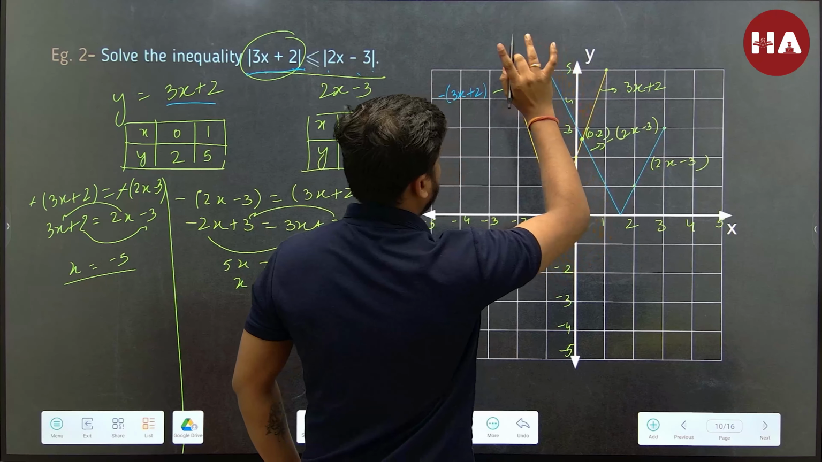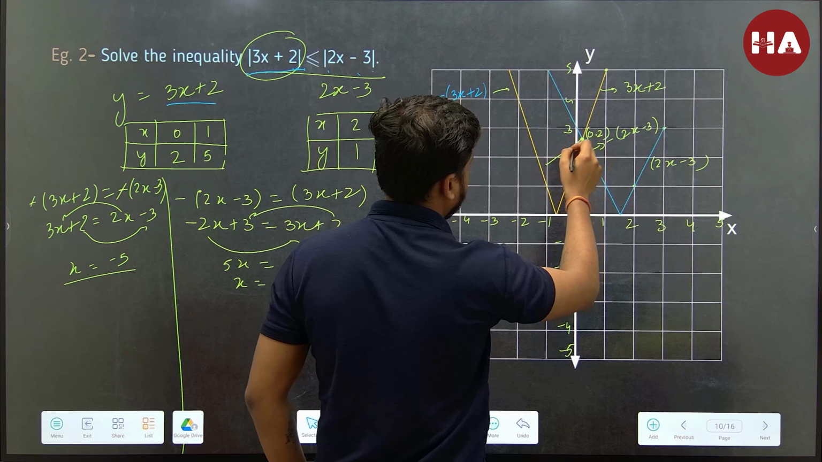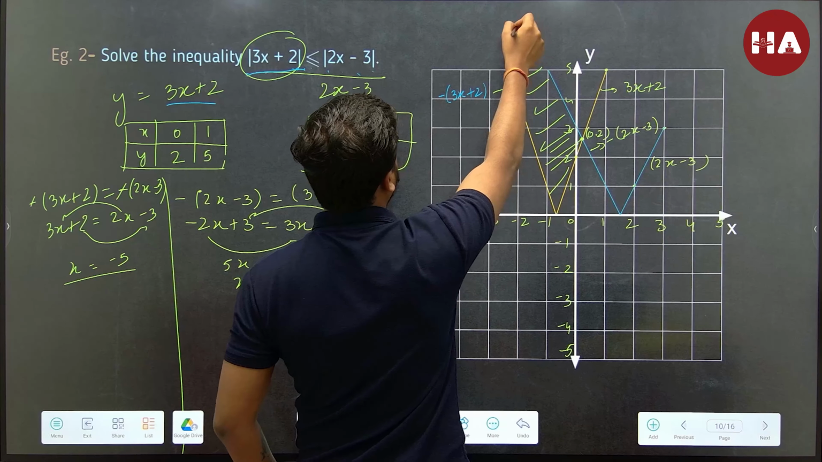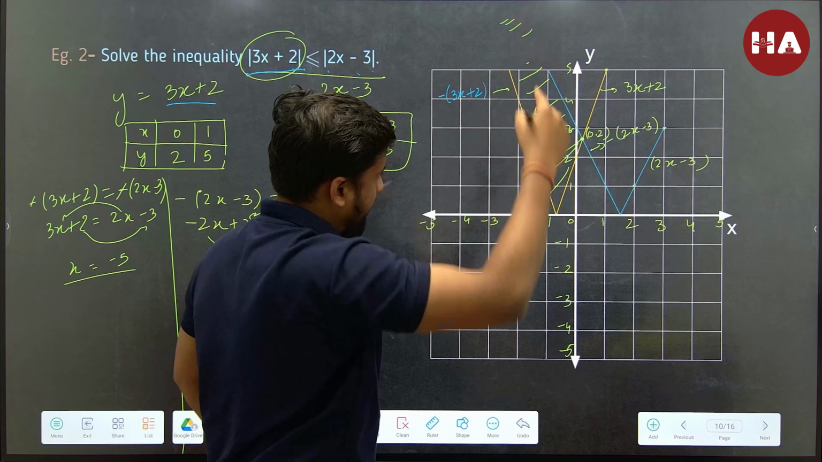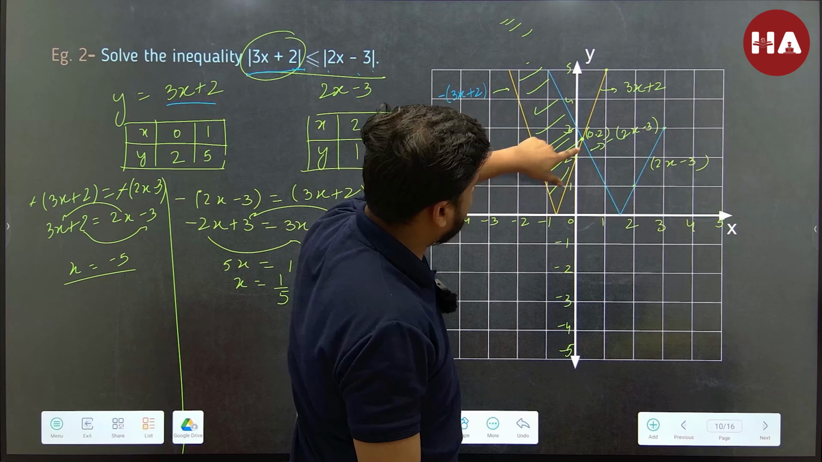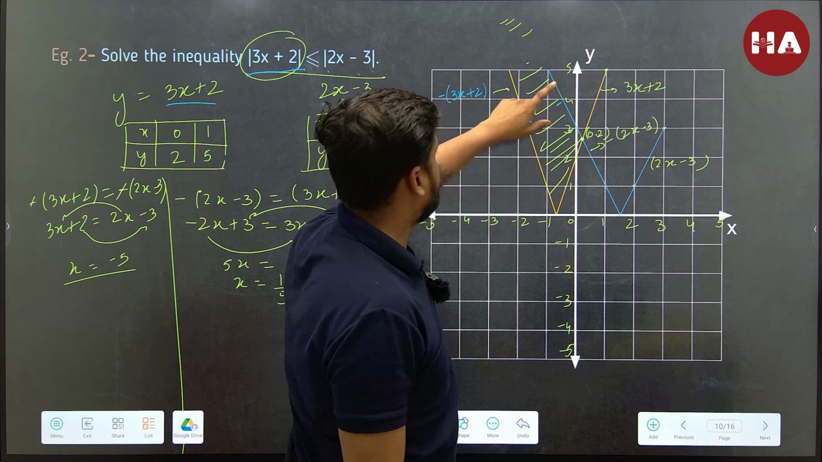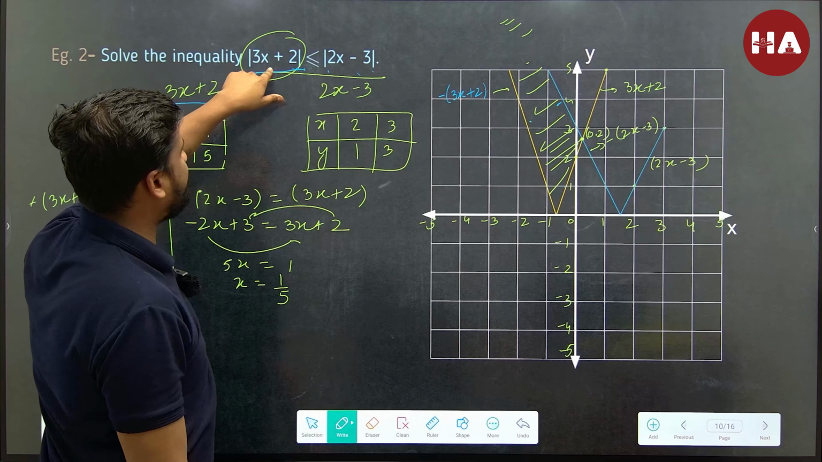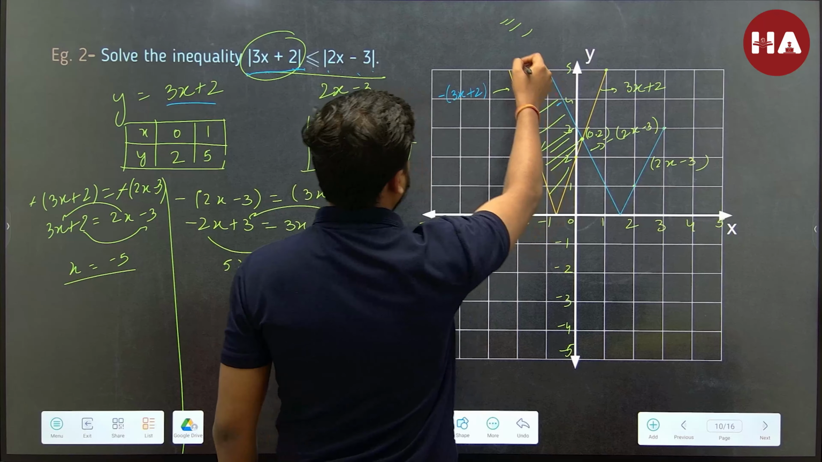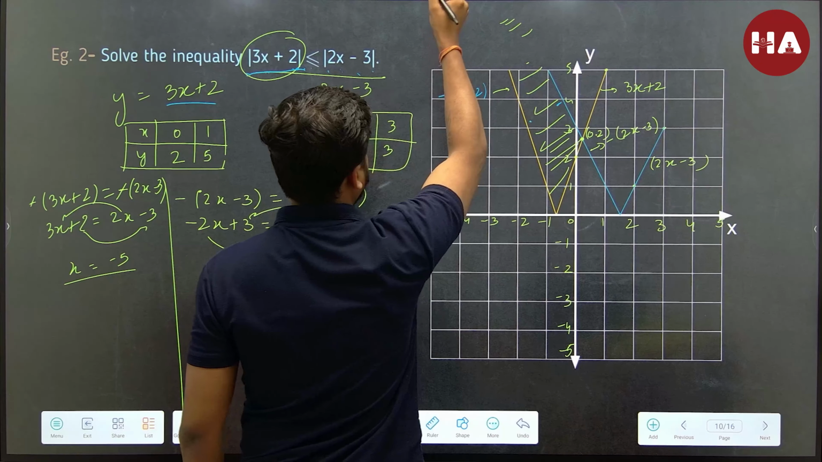Now check this region, this region. In this entire region till the point where they'll meet, the y coordinate of the yellow one is always less than the blue one, right? And that's what I want. The yellow graph is less than the blue graph. And where do they meet? At minus 5. So somewhere here, let's say.